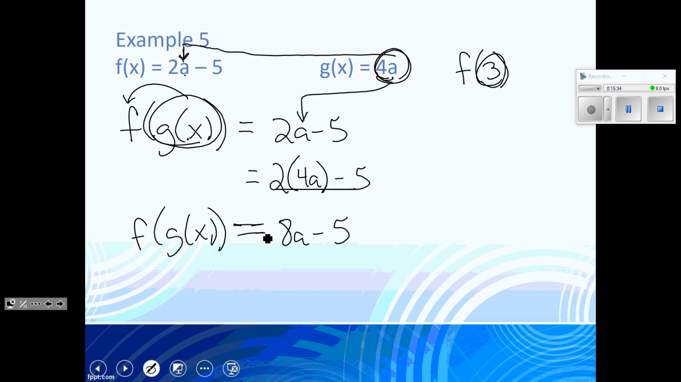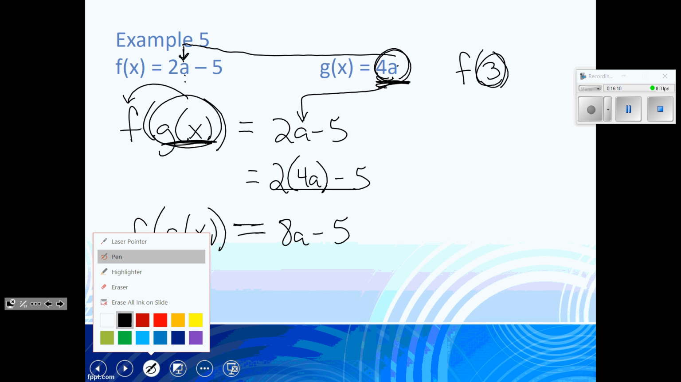Right. Well, it's just that we're now naming what we're plugging in. One function into another function. So let's reverse that. Okay? You might ask, how do I know to use the second function in the first function? Why didn't I plug the first function into the second function? Well, you could. It depends on how it's written. You start on the inside. This is what we're plugging in. So we're going to plug the g of x function into the f. So I started with the g of x, which is 4a, and plugged it into the f of x function.